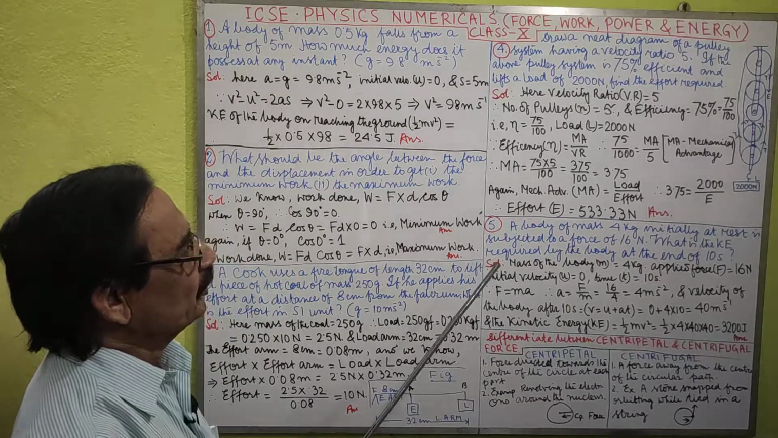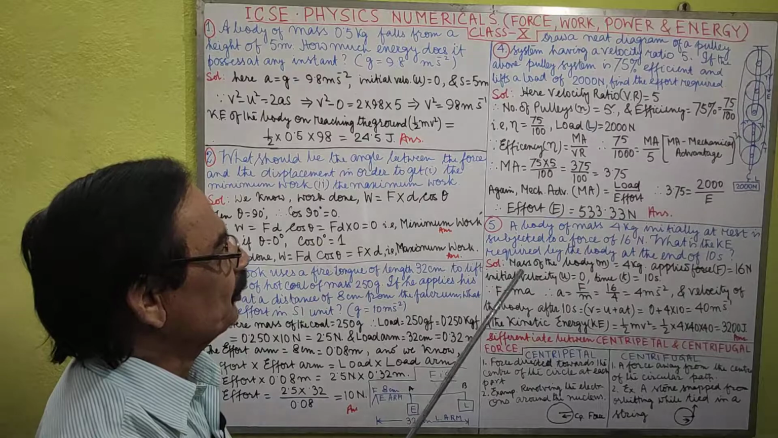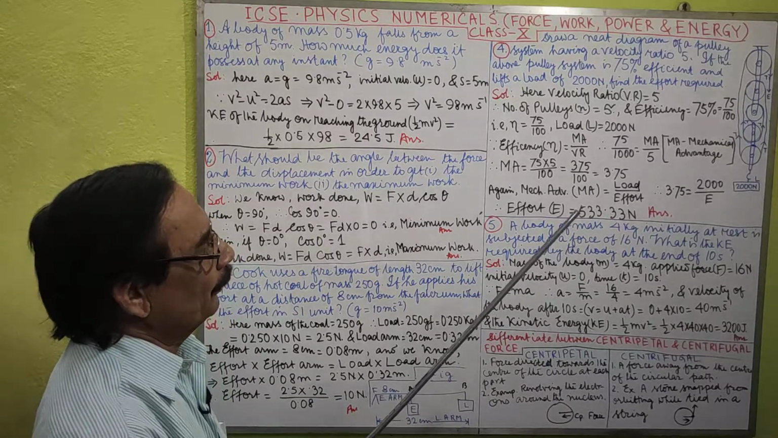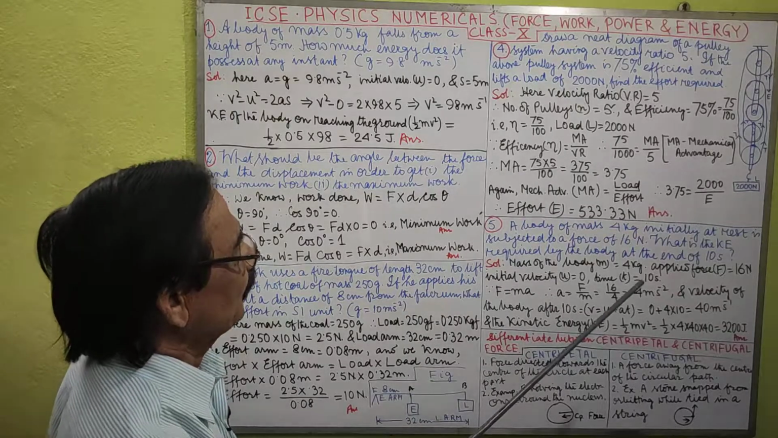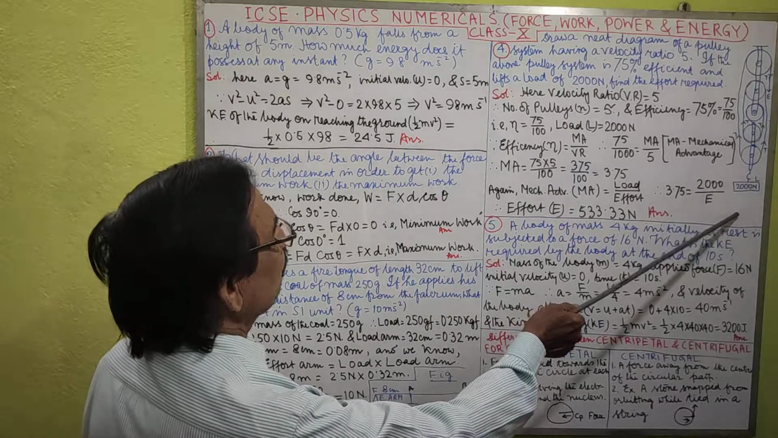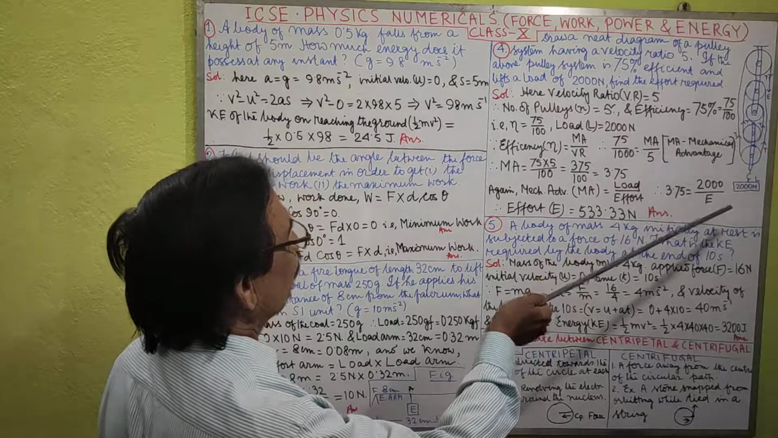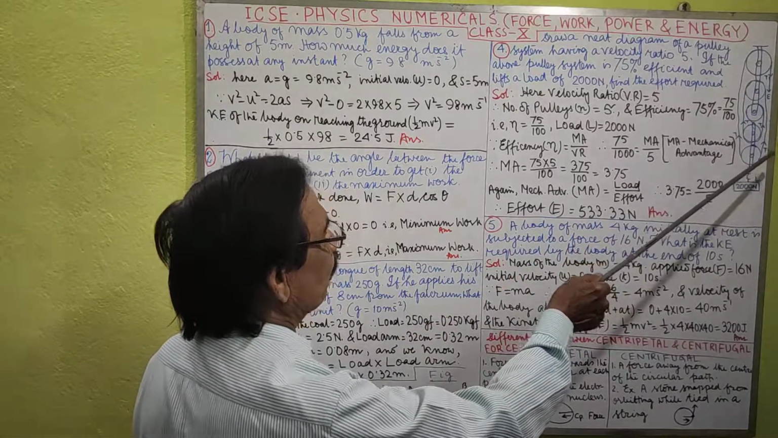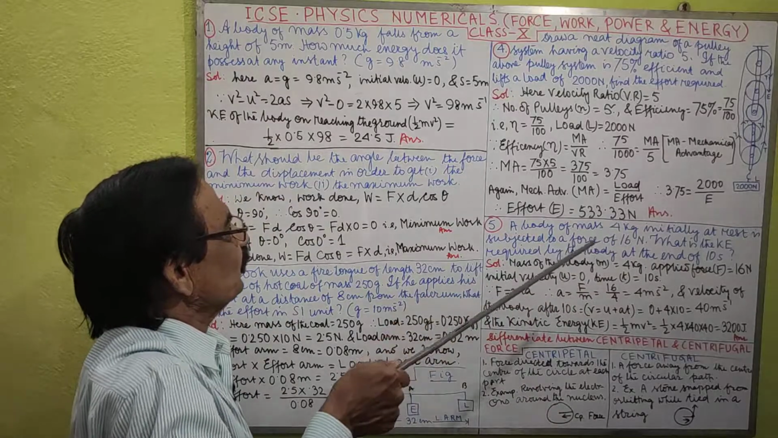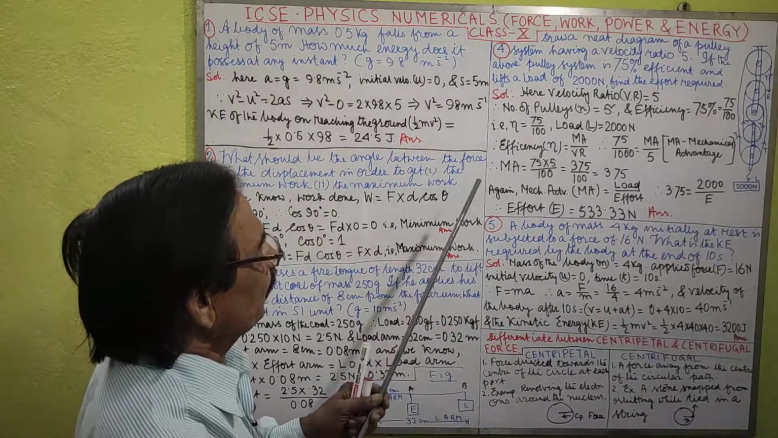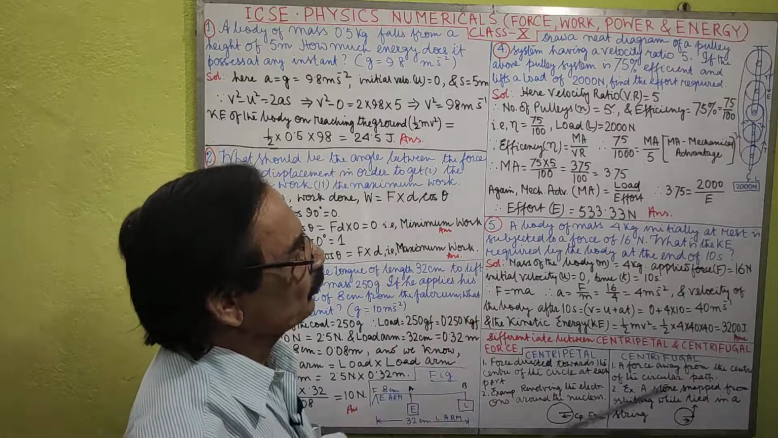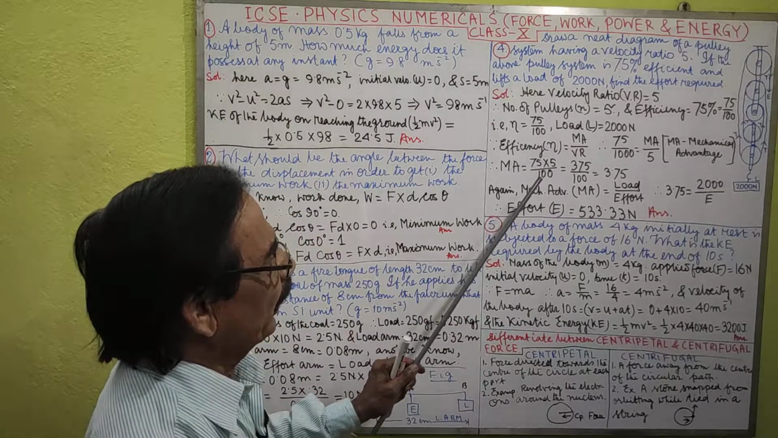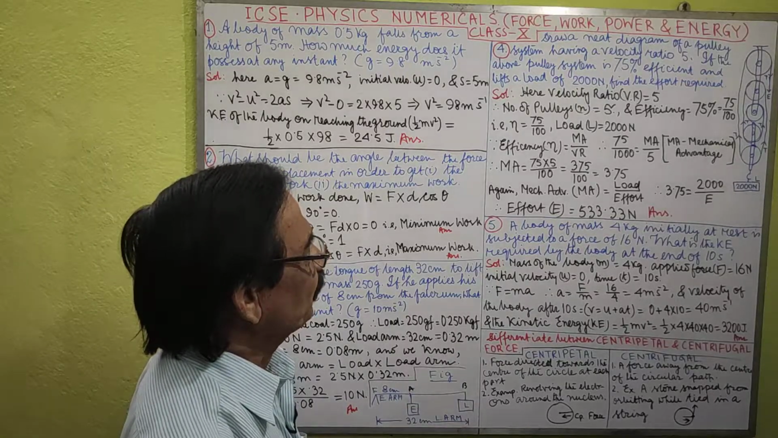Here the velocity ratio VR equal to 5. That means it has got 5 pulleys. The figure is here. The system has got 5 pulleys: 1, 2, 3, 4, 5, which is N, the velocity ratio. Therefore, efficiency eta equal to 75%, that is 75 by 100, and load equal to 2000 Newton.